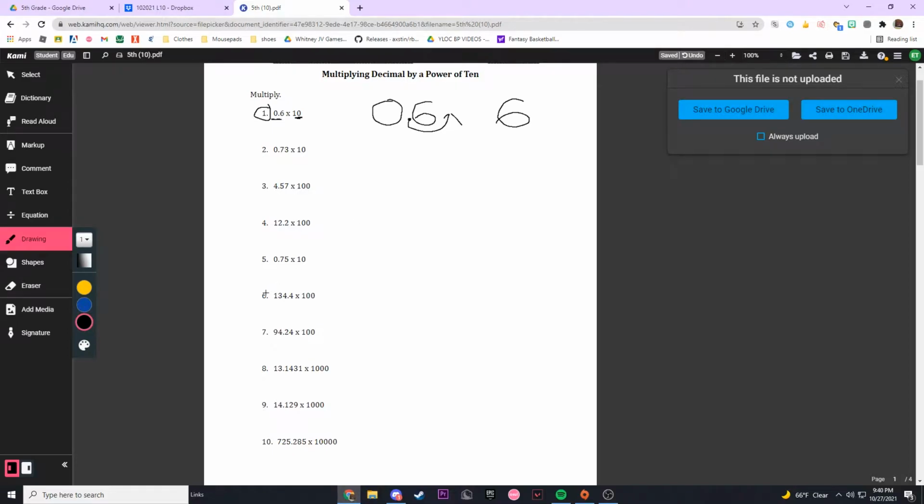For number 6, we have the number 134.4. So we're going to write that down. And we're multiplying it by 100. And 100 has 1, 2 zeros. So we're going to move the decimal place to the right 2 times. So 1, 2. And we need to write down the 0 as a placeholder since there's no number there. And now that we have our final number, it is 13,440 since we moved the decimal place to the right 2 times.